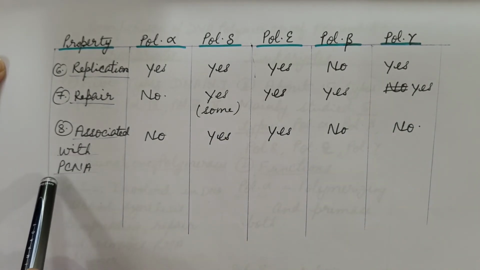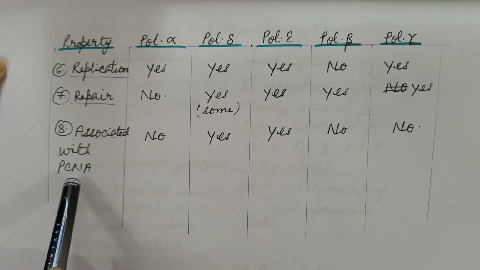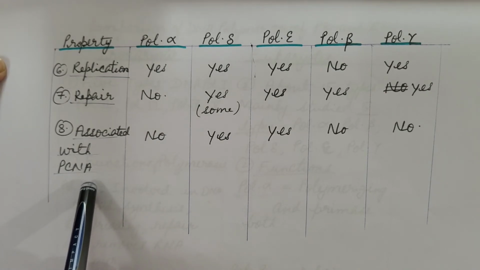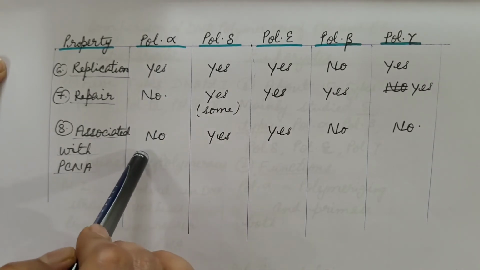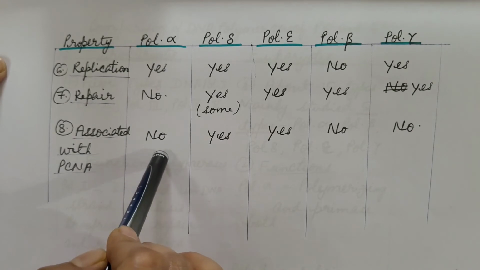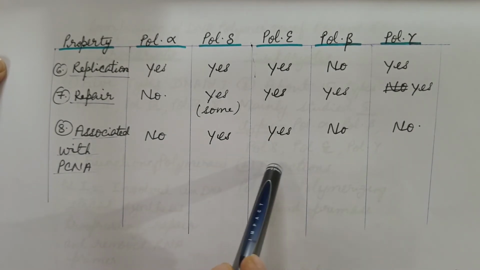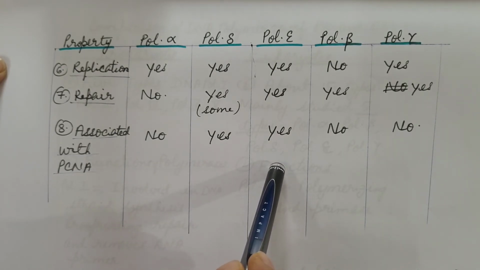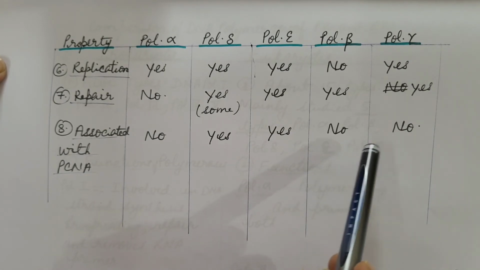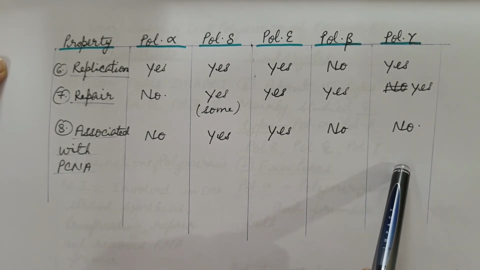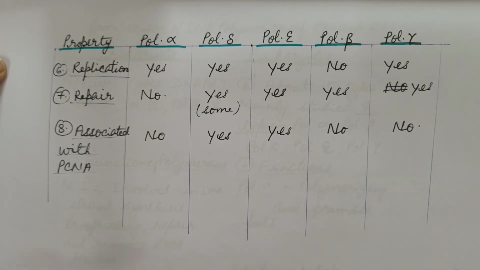Associated with PCNA. PCNA is proliferating cell nuclear antigen, which is responsible for the processivity of the DNA polymerase. DNA polymerase alpha is not associated with PCNA. DNA polymerase delta and epsilon are associated with PCNA because these are major replicative enzymes which have high processivity. DNA polymerase beta and gamma are also not associated with PCNA.